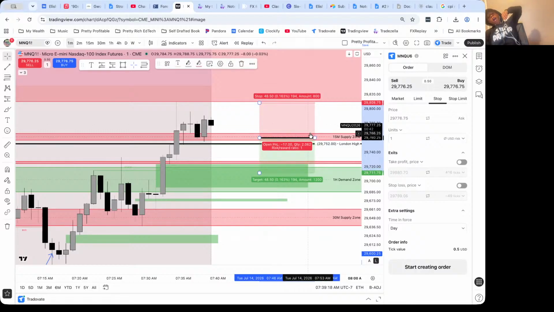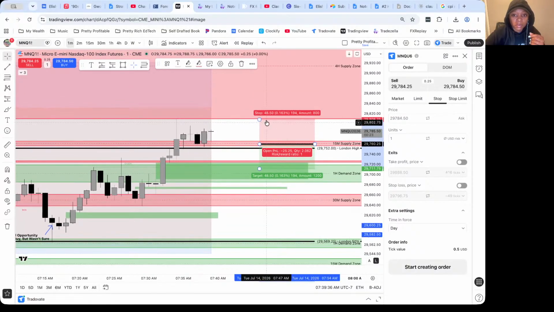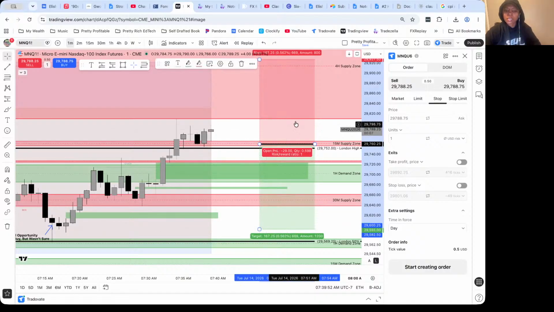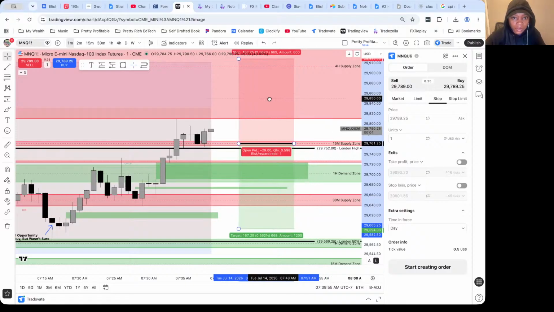Alright, question. My stop loss would be, I'll put my stop loss all the way up there. Take 4:1. But why is it so forward? That's the thing I'm not understanding.